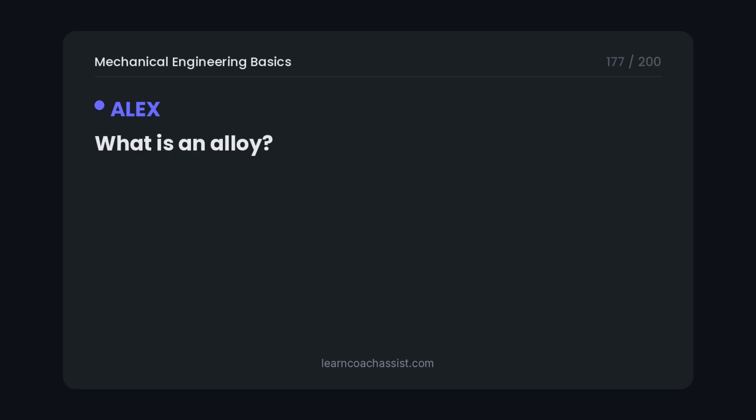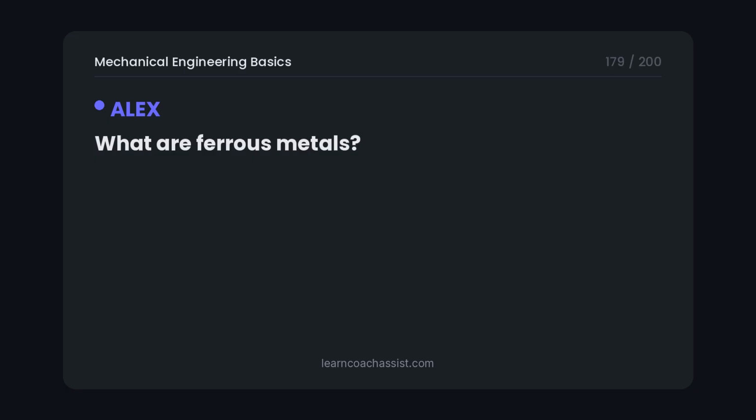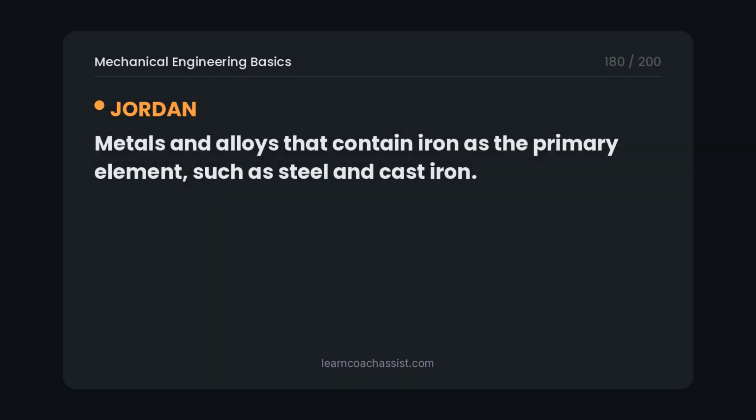What is an alloy? A mixture of two or more elements, at least one being a metal, designed to achieve improved mechanical or chemical properties. What are ferrous metals? Metals and alloys that contain iron as the primary element, such as steel and cast iron.